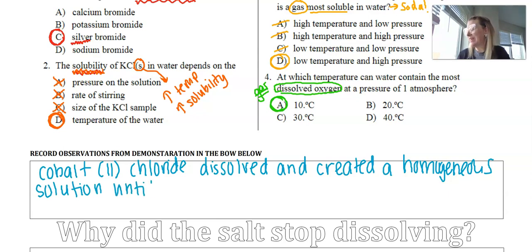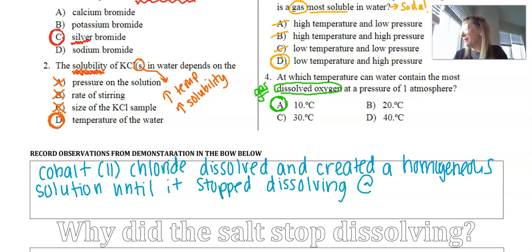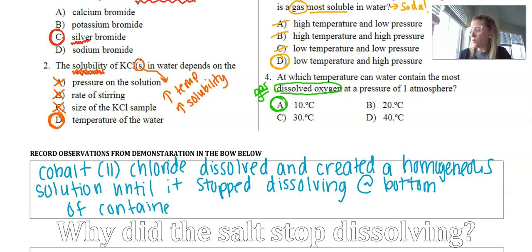Until it stopped dissolving at the bottom of the container. Okay, and so what we're going to be taking a look at today is why did that salt stop dissolving? Why does it just sit at the bottom of our container? All right, so let's go ahead and move forward.